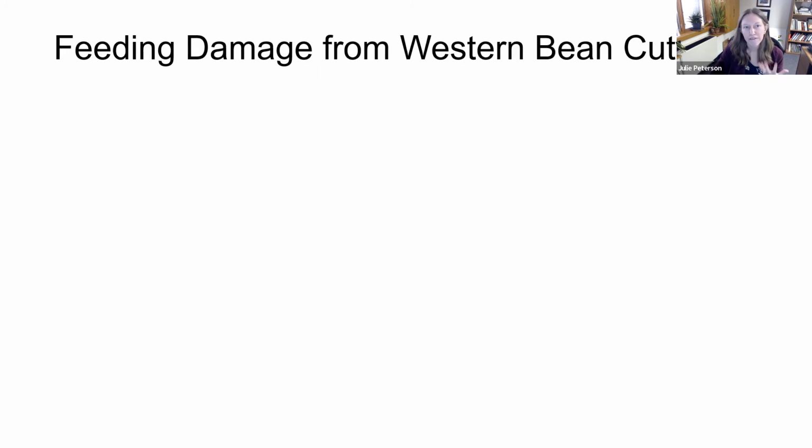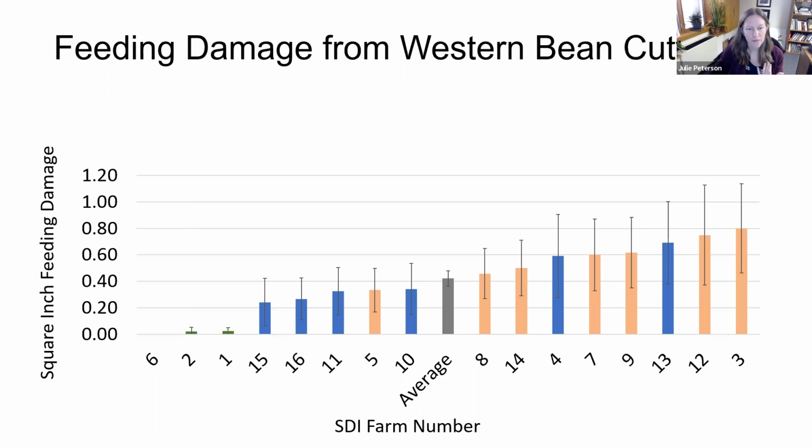So looking at what that feeding damage looked like, this is showing the farm number across the bottom of the screen, as well as the average of all of the farms together. And again, this is from the SDI in 2020. This here is showing the square inches of feeding damage. And of course, a taller bar is going to mean that there was more injury, more feeding damage there.